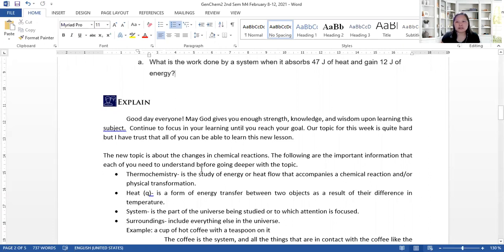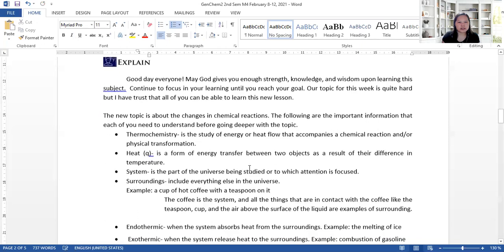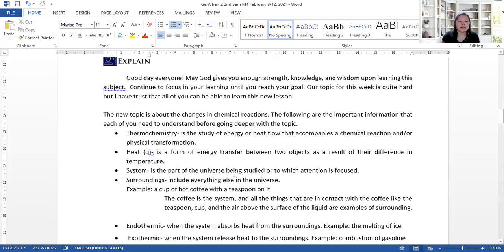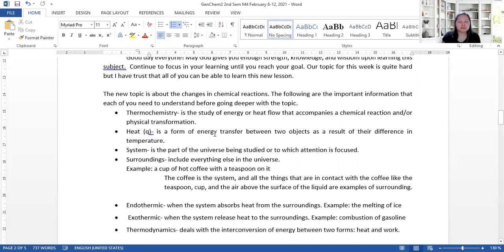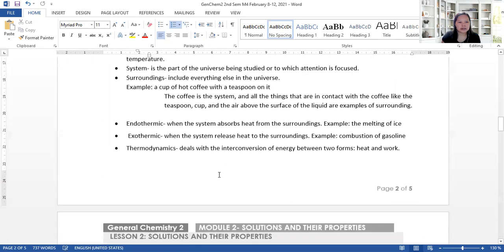Okay, so all the meanings of the terms that I have given above, you will be able to read here in the explain part. So you just have to give time for this, so that you can understand every term that I have put here in this module. All right. I will not be reading this anymore because I have to focus on the equation of the enthalpy, because that's the most important for this module. You can have your own time to understand these definitions, but I will focus on the enthalpy, and then endothermic, and then exothermic.